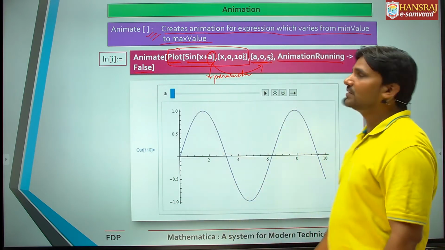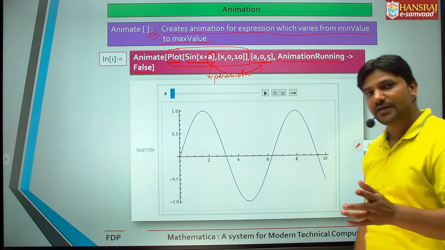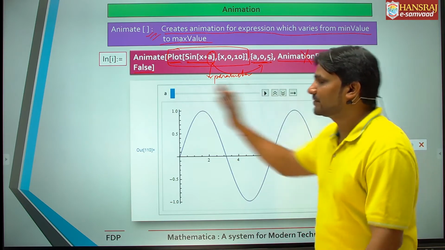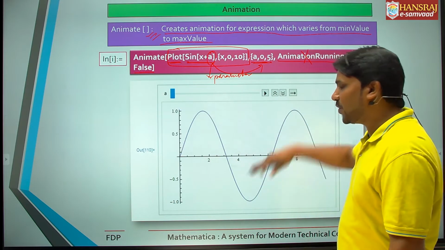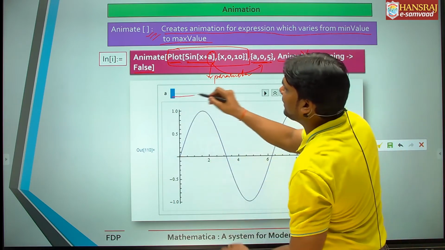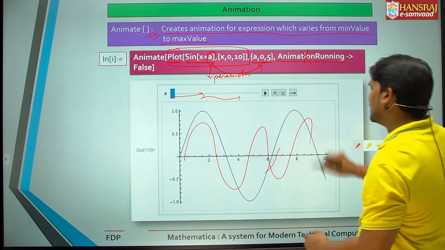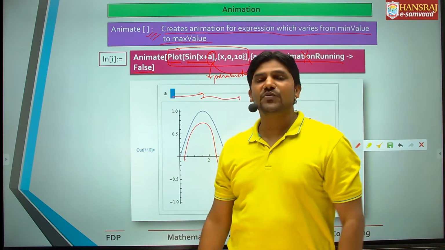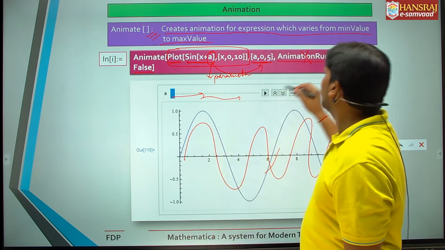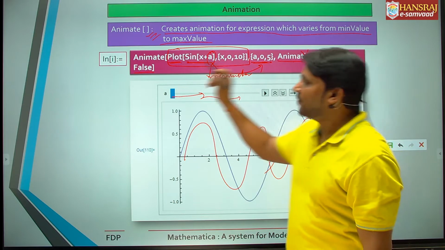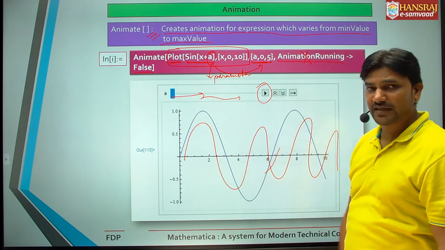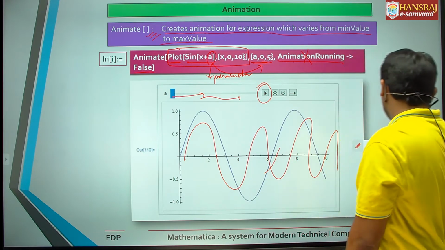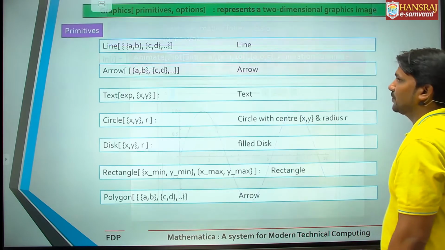Why have I used AnimationRunning false? By default it is true. So if this option is not there, it will automatically run, and you can see the moving of that curve. Whenever the value of a is moved, this function also moves, like this one. So auto running is by default true. If you want to put it on hold, then you need to give AnimationRunning false. But here a play button is also there. You can just click on the play button and it will start auto running. So that is how animation works in plotting.